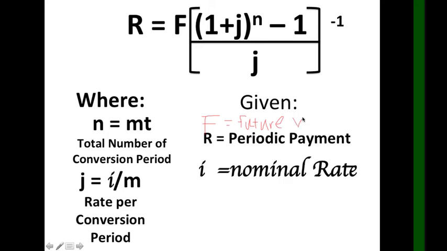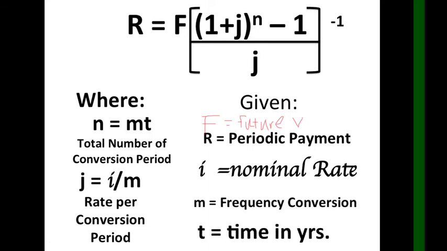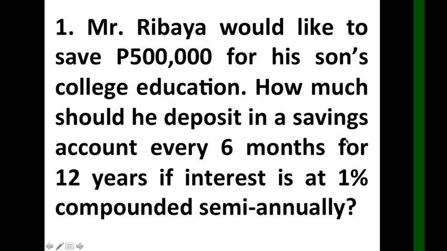And then we have I for the nominal rate, M for frequency conversion, and T for time in years. So we will just follow the mnemonic FIMT, FIMT, FIMT, to solve for the R, which is the periodic payment. Now let's have an example.